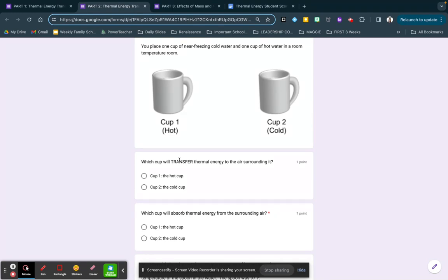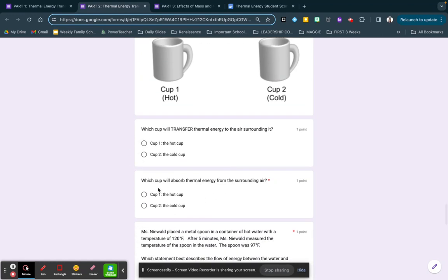So pretend I just walked into our classroom and I set these 2 down in front of you. Which one is going to transfer energy to our classroom, to the air in our classroom? Is it going to be the hot cup or the cold cup? Okay, click those. Which cup will absorb thermal energy from our classroom? So it's going to take energy from our classroom air and absorb it. Is that going to be the hot cup or the cold cup?